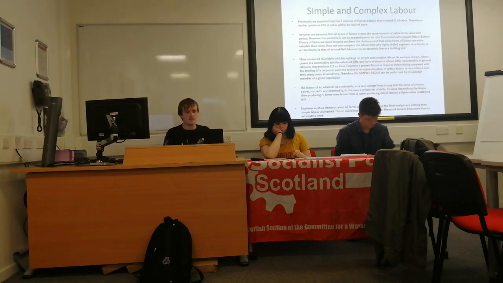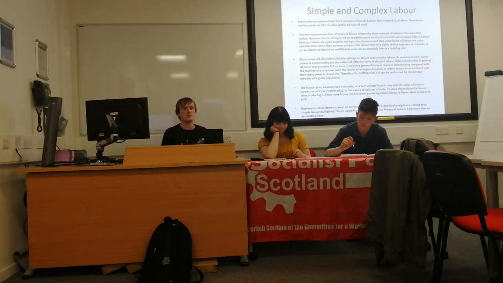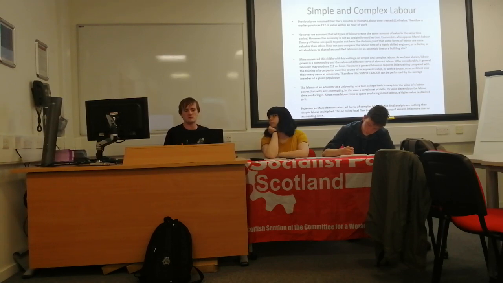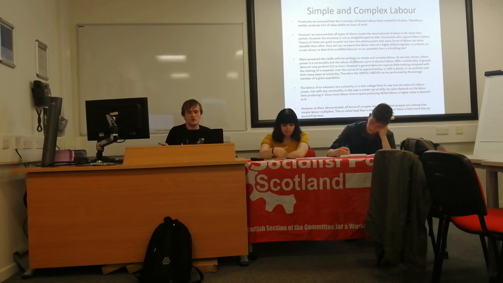Yeah, I've added this in because I think that came up with a few people. What Marx called simple and complex labour, or simple and compound labour, is something he referred to. I think Matty said that a minimum wage worker would produce about £1 of value per every 5 minutes of work. So a worker produces £12 of value in an hour of work. But we're assuming all types of labour create the same amount of value in the same time period. But the economy isn't as straightforward as that.